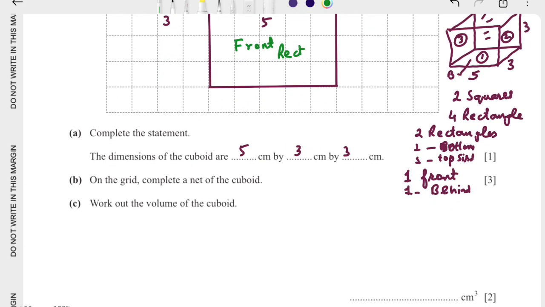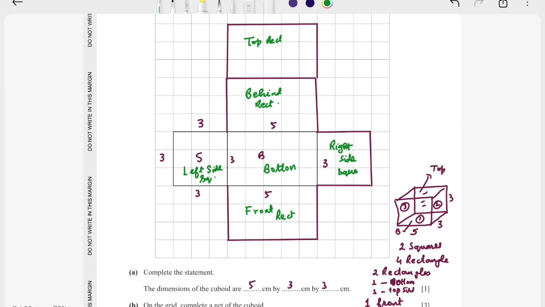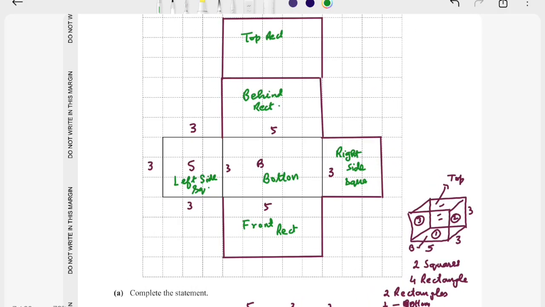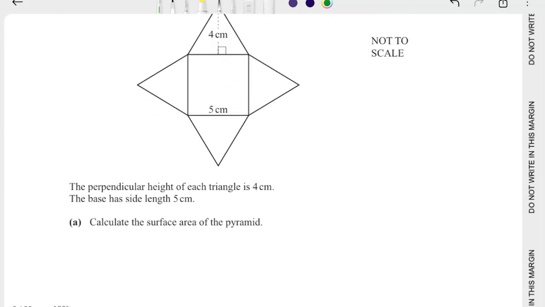Now we have to find out the volume. So volume is equal to length times width times height, and this would be 5 times 3 times 3. 5 threes are 15, times 3, 45 would be the answer. I hope this question is clear. Next question.